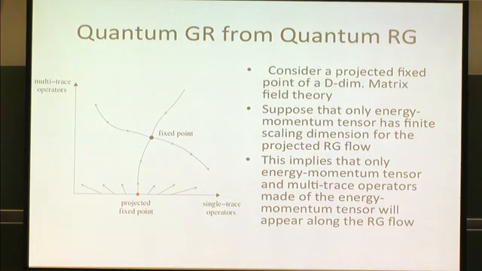So then the question is, can we really see gravity emerge from this picture? So the answer is yes. And in general, if you apply this procedure to a general matrix field theory, the bulk action that you get is very complicated because you have to introduce a dynamical source for every operator that you can turn on in your theory.